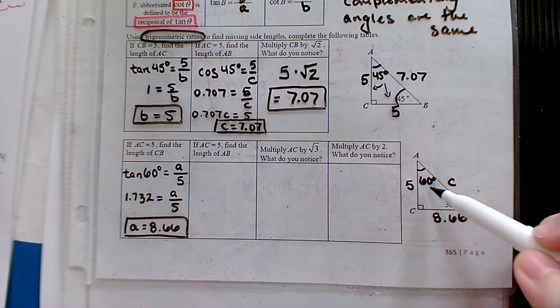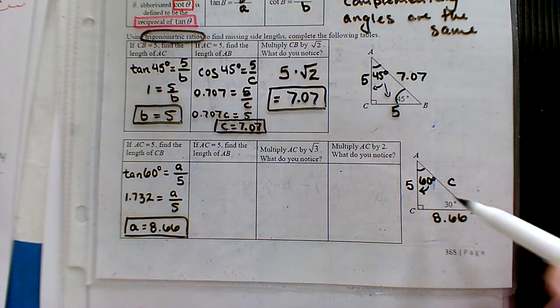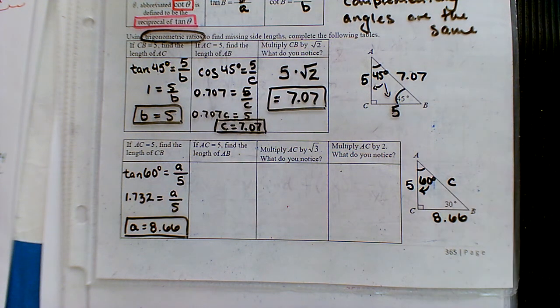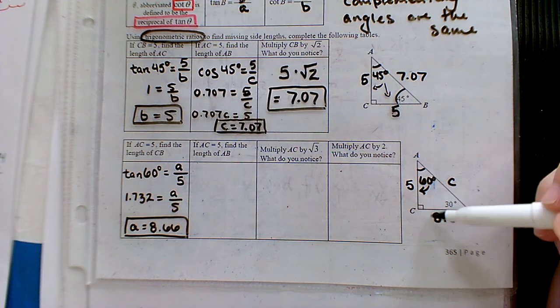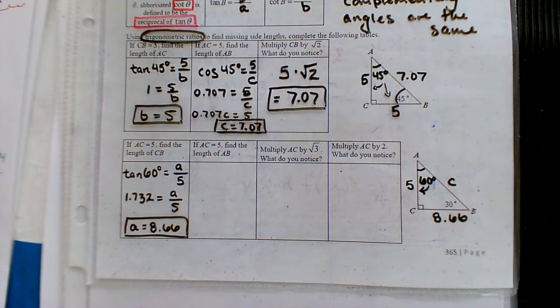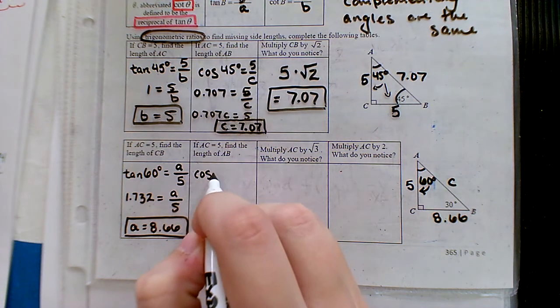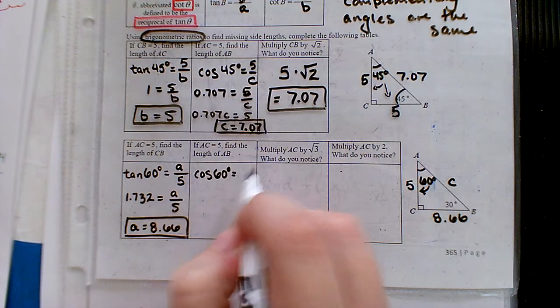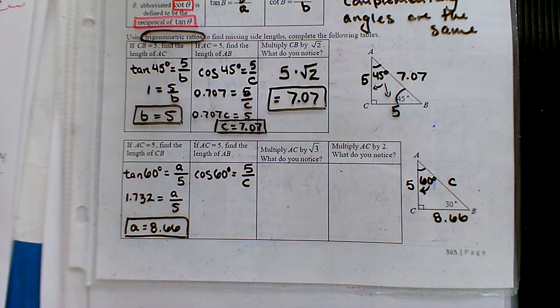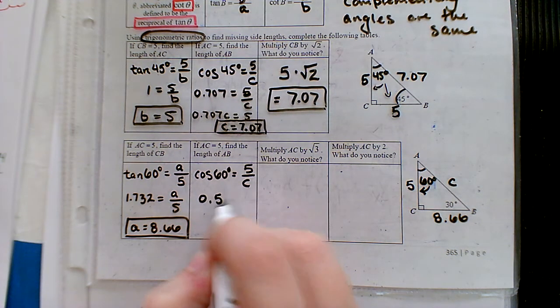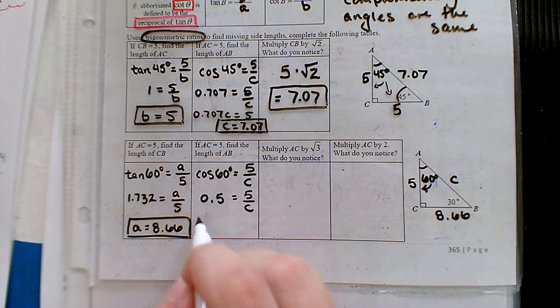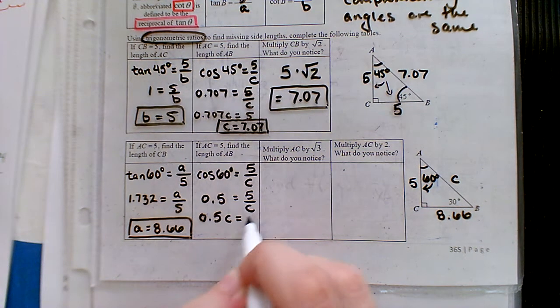Okay, so we could do cosine of A. That would be 5 over C. But you could also use sine, because sine of angle A would be 8.66 over C. Notice how we already know that side. So you do have options. Maybe we'll use cosine. So cosine of 60 degrees, we said it would be 5 over C. On our calculator, we'll do cosine of 60. Looks like we get a half. We can multiply the C over.